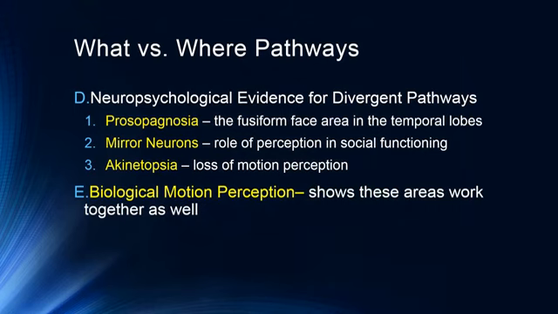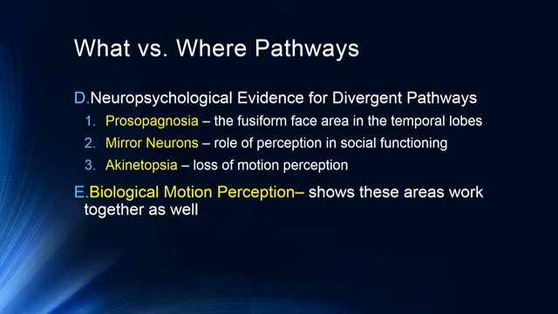Other neuropsych evidence for these divergent pathways are things like mirror neurons, which allow us to both perceive people's actions and engage in those actions. We'll talk about this more when we get to the motor system. But there are neurons that respond to, say, looking at somebody's facial features and then creating those same facial expressions. The same neurons respond to both seeing that action and engaging in that action. And so we think this is part of our social functioning and observational learning.